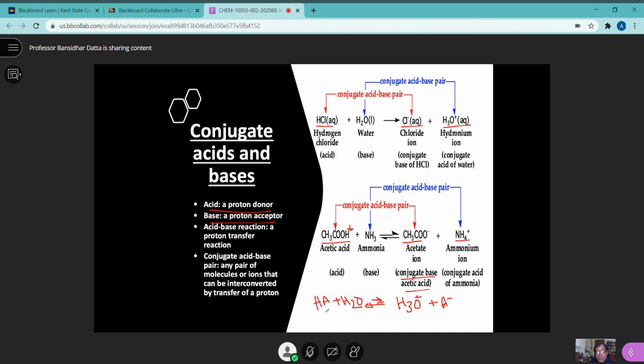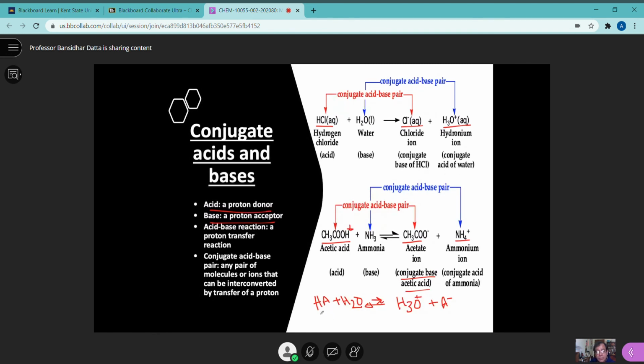So acid plus water makes a hydronium ion and A minus. So what are the pairs? Conjugate acid-base pairs. Can someone give me the acid/conjugate base pair? Anyone?